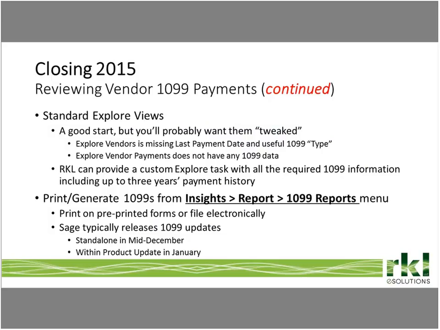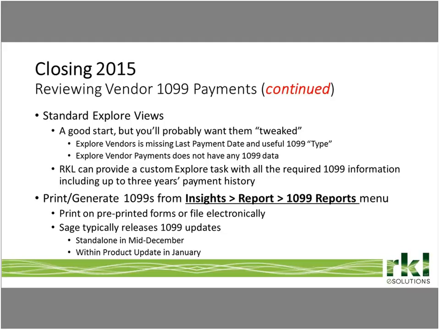In terms of being able to review the data that you have relating to 1099s, there are a couple of standard Explore views that give you some of the information. There's an Explore Vendors task, which is standard in 500, but unfortunately that doesn't give you 1099 type information for the vendor. And there's an Explore Vendor Payments task, but unfortunately that task doesn't have any 1099 data related to it.